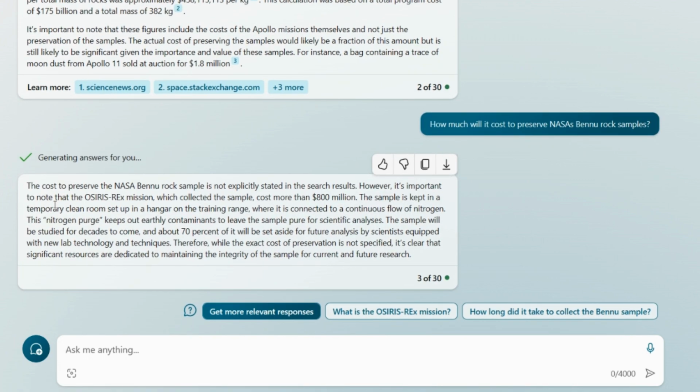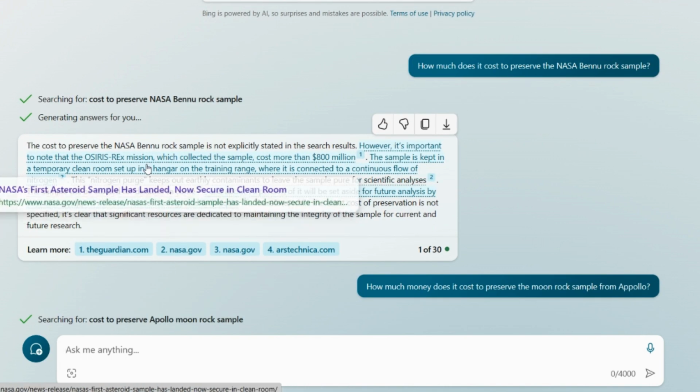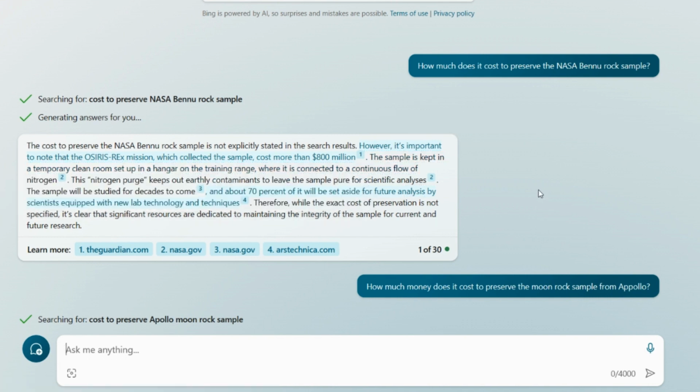And now we've got this new flying rock show, this new OSIRIS-REx mission thing that's already most likely more than a billion. And we're going to keep it on nitrogen, right? We're going to keep it on ice, so to speak, and keep it preserved for decades to come. So there you go, folks. Talk about generating an income.